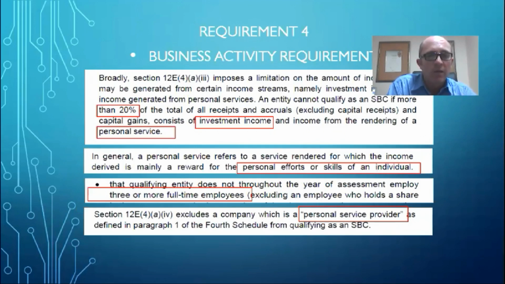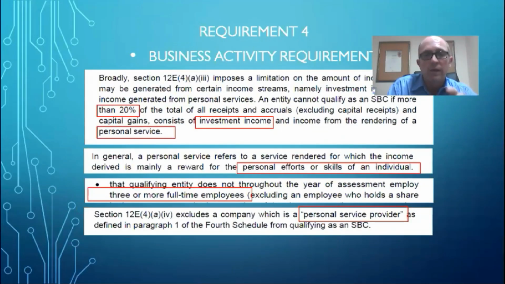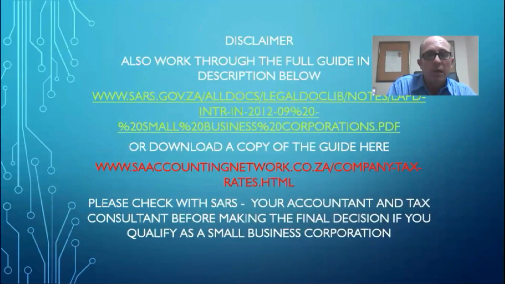And you can see over there, the last point, section 12E(4)(a)(4), excludes any company which is a personal services provider. Once again, in that guide, you'll see there's a full explanation of what a personal services provider is as well. So if you're not sure about that, get in touch with a tax consultant or even phone SARS, so you just make sure that you're not missing it. So those are the requirements that you have to be careful of.